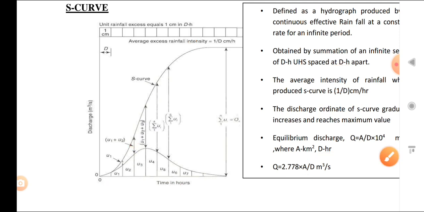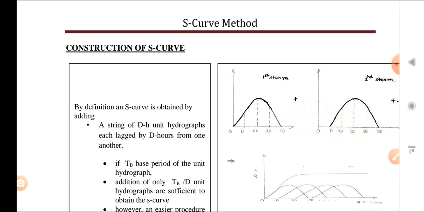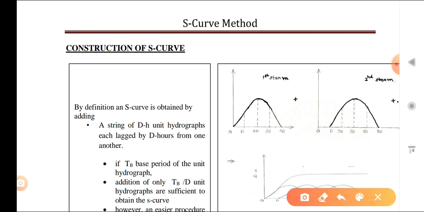Now we will see the next topic, the construction of the S curve. Here two methods are there. In the first method, we lag the string of d hour unit hydrographs by d hours from one another.